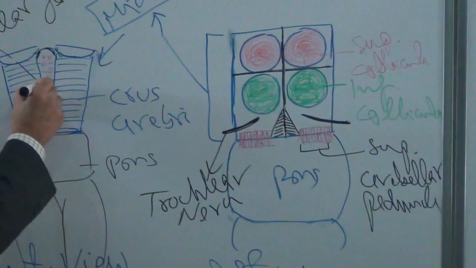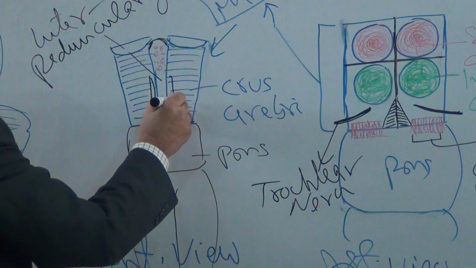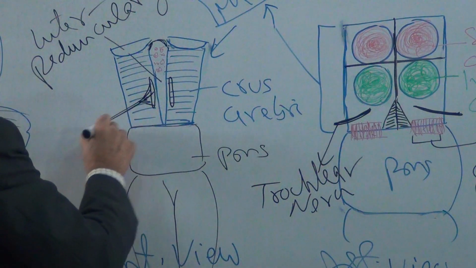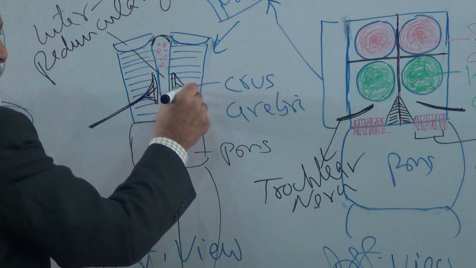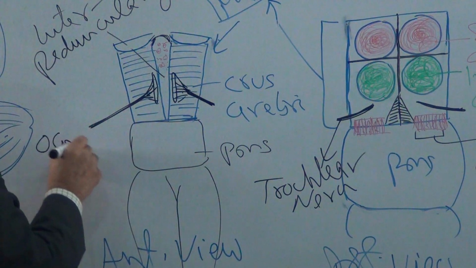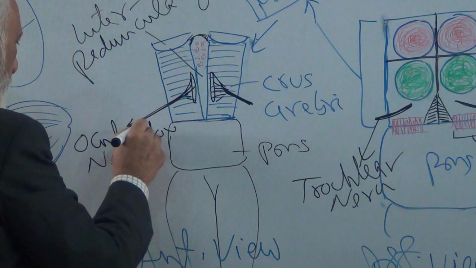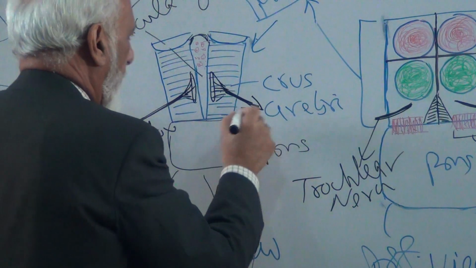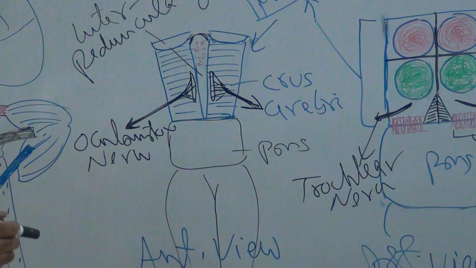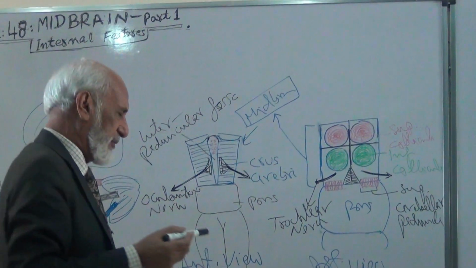Posteriorly, on the medial surface of each crus, there is a sulcus known as the oculomotor sulcus or medial sulcus. Through it, the oculomotor nerve arises. Oculomotor nerve has surface attachment. And posteriorly is the trochlear nerve. So this was a summary of the external features of the posterior surface of the midbrain.